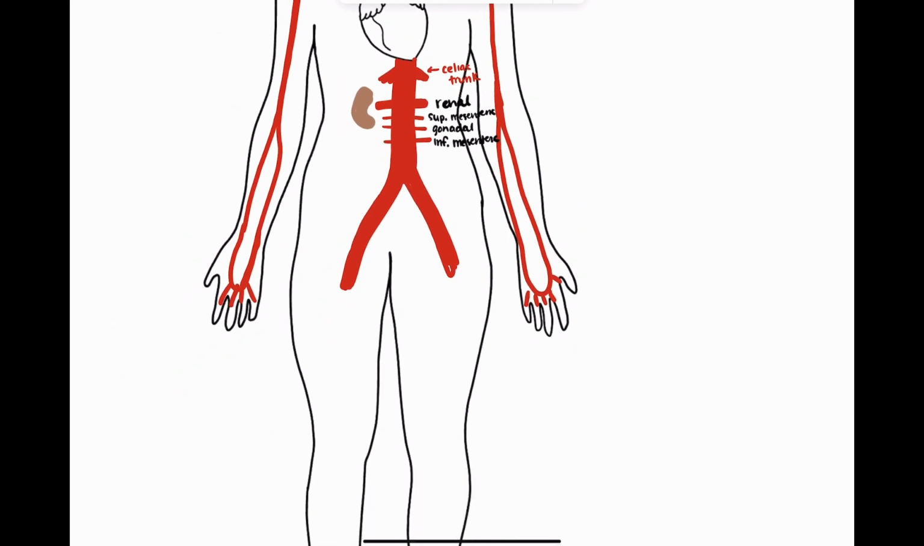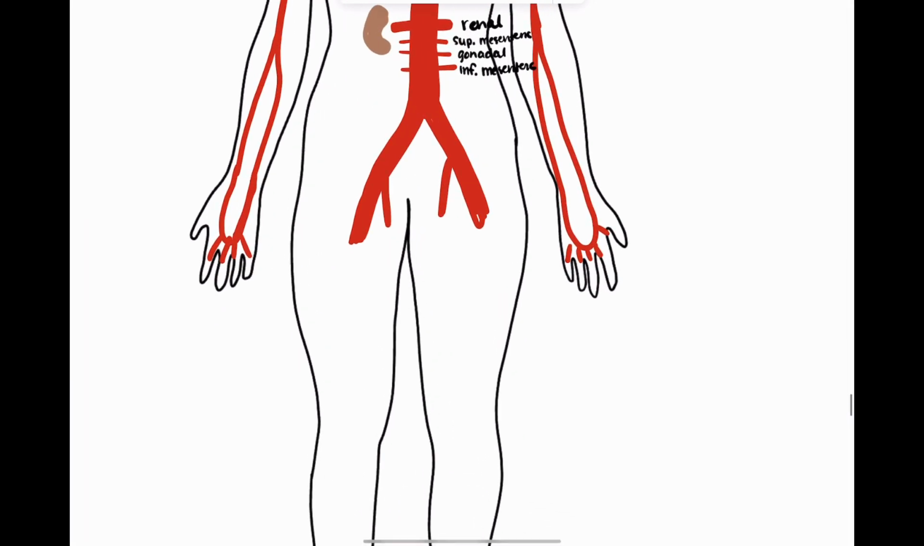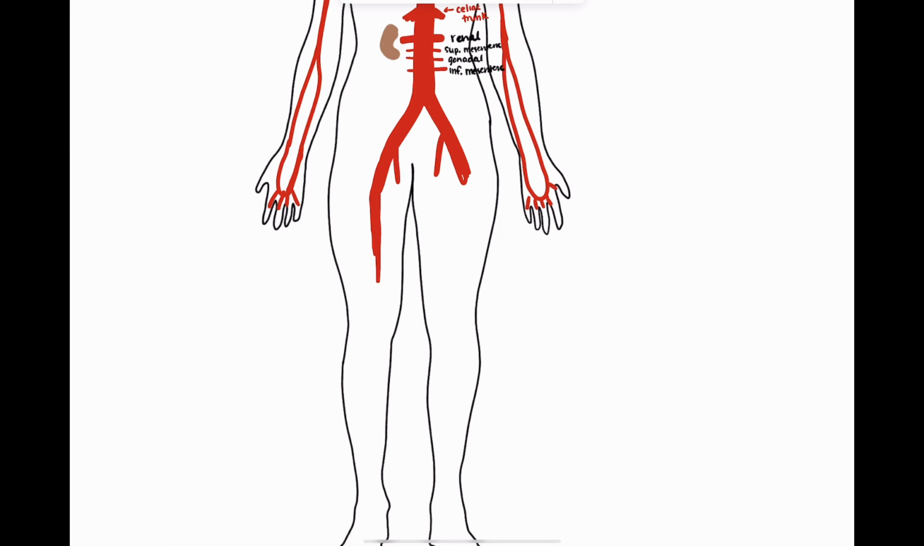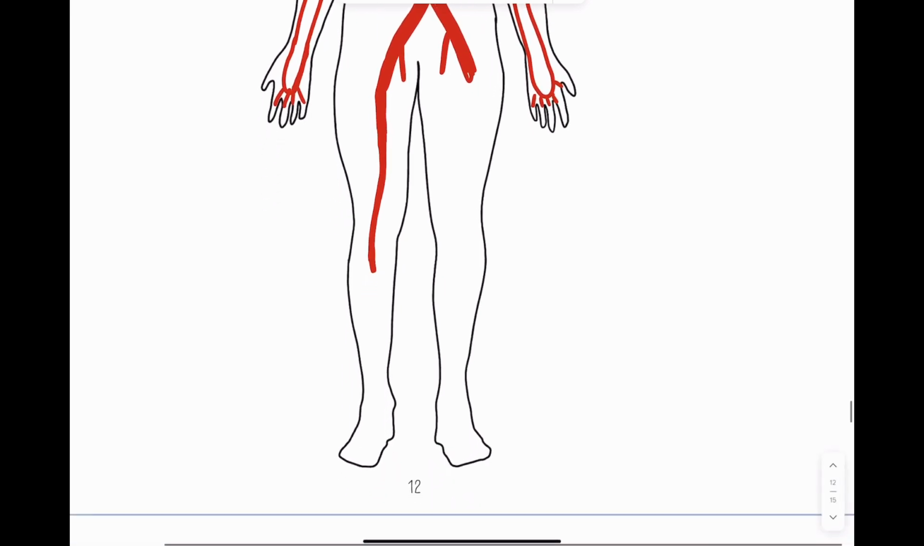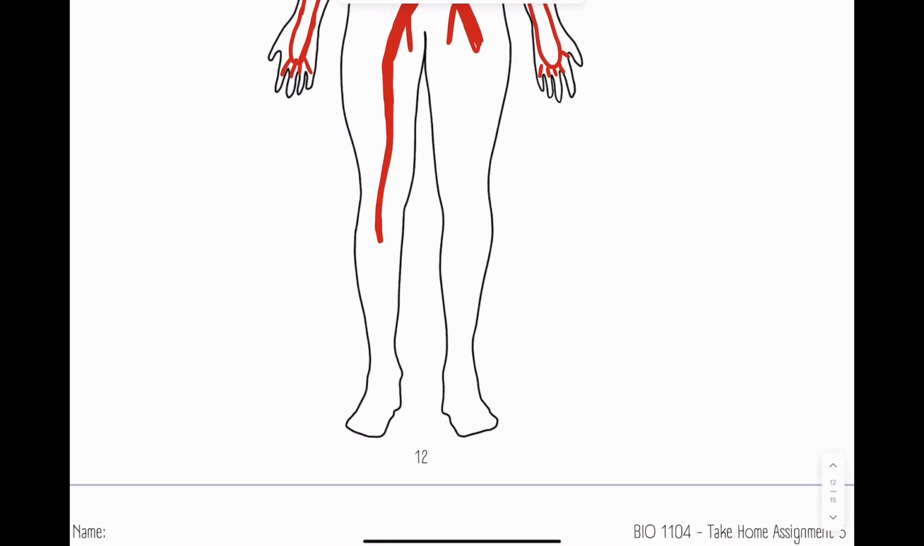So let's go into the lower extremity. So the common iliac is going to separate into an internal and external iliac. So here's my internal, and there's my external. The external is going to continue down into the thigh as the femoral artery. And then that femoral artery is going to go behind the knee into the popliteal artery. So when it's behind the knee, it's called the popliteal artery, and then it's going to kind of break up from there.